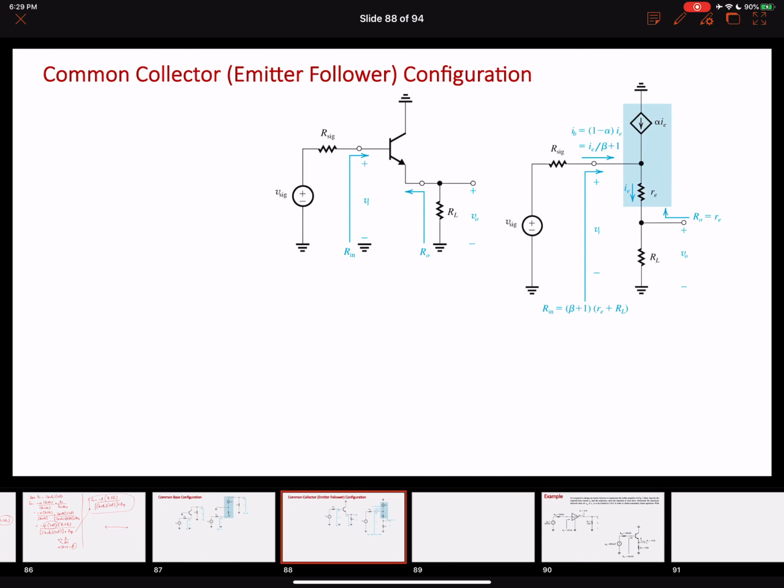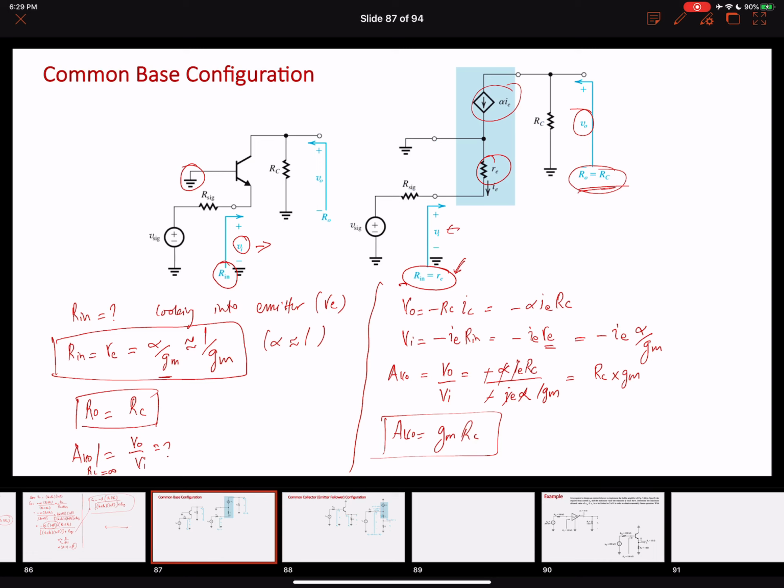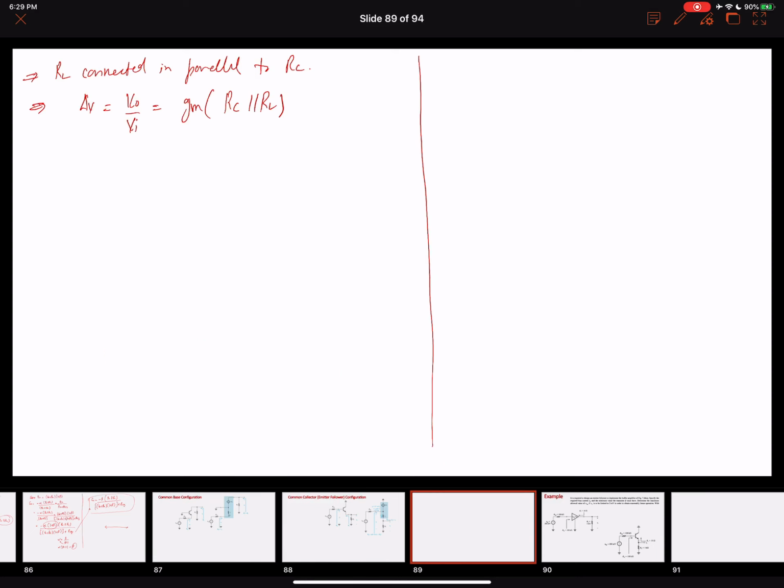Where is the common emitter? I'm sorry, we are doing common base. All right. So this is the voltage gain of an amplifier, not the overall voltage gain. Now we need to find out the overall voltage gain. So our voltage gain of an amplifier is, sorry, let me go back here.